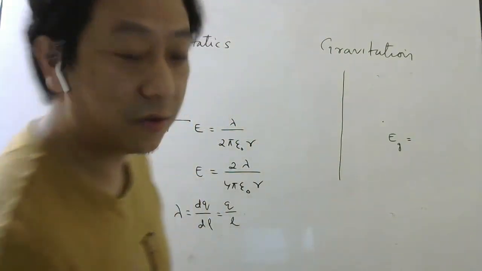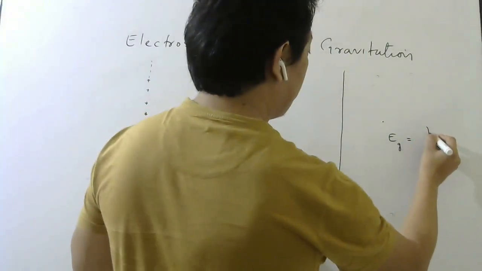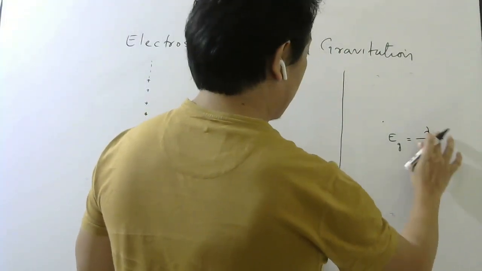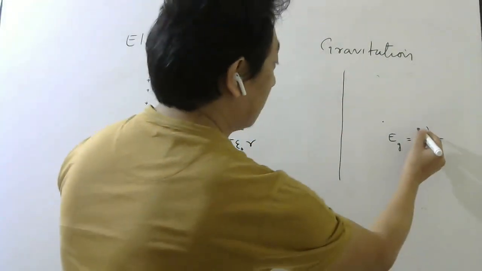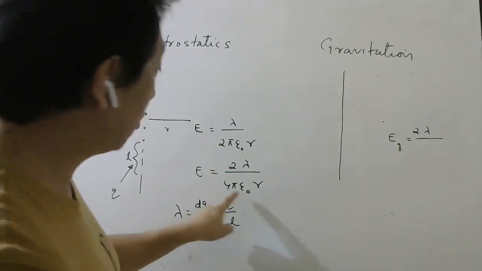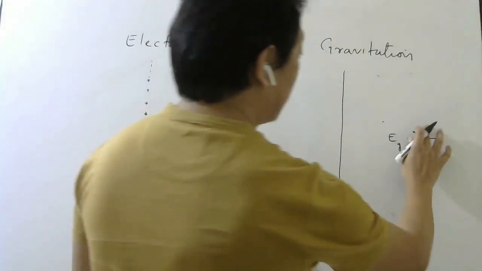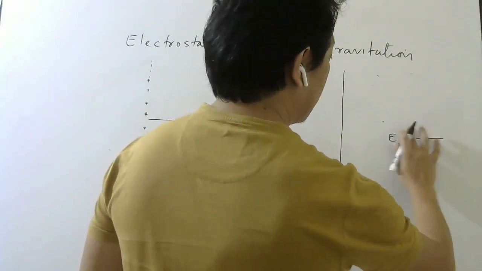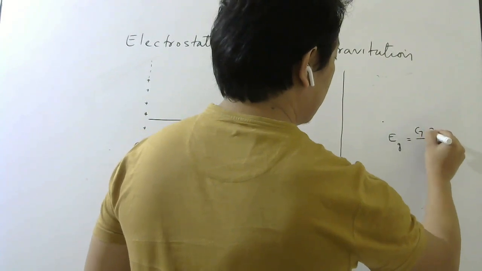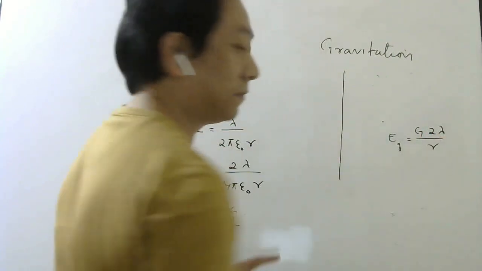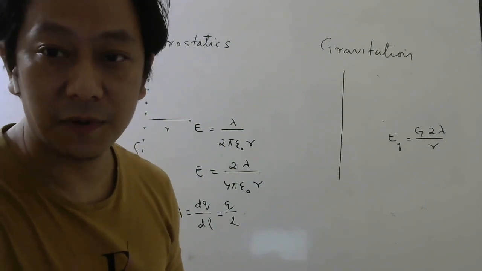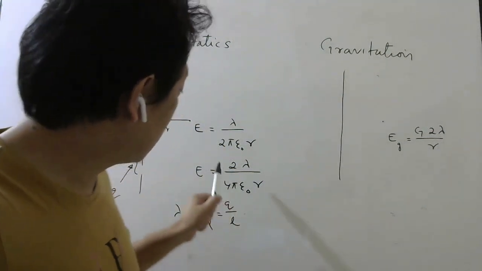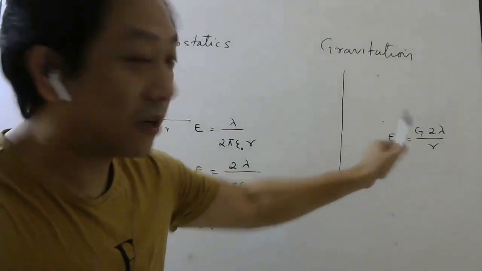then that will be your lambda by, okay, what I should do, lambda will be lambda only. This 2 I'll write here. And 1 by 4 pi epsilon naught can be written as what I told, G. So it will be G 2 lambda by r. G 2 lambda by r. Correct, no? Okay. So wherever there is 1 by 4 pi epsilon naught, you can write G.